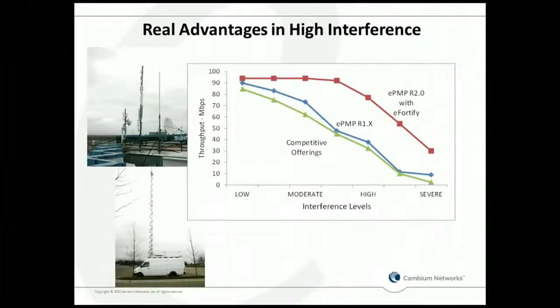But once we implemented better rate adapt algorithms through eFortify, we saw some significant improvements in performance. When you get to the moderate and high performance levels, the improved ePMP with release 2.0 achieves 2 to 3 times the throughput of competing offerings. So we've gotten a lot of good feedback from people that have used the product, and they definitely noticed a difference with release 2.0.